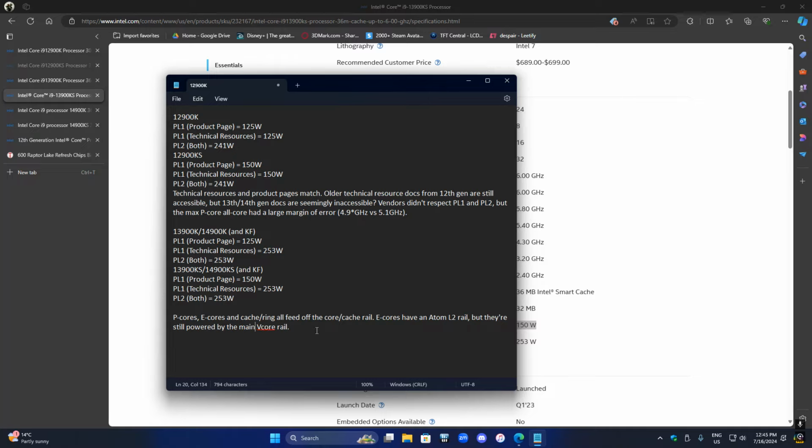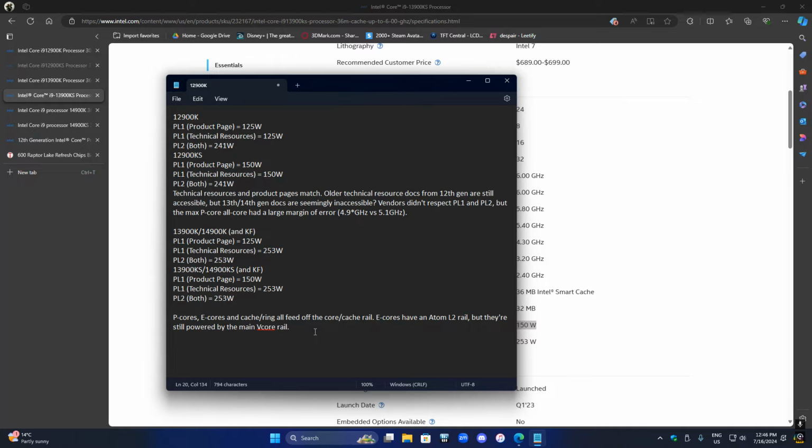So if disabling E cores helps stability, if lowering RAM speed helps stability, does that mean that the ring is degrading? No, because the P cores, E cores, and cache all feed off the same rail. What does that mean? It means that fixing stability could be a matter of any one of those things. It means that putting less strain on the IMC by lowering RAM speed could help the ring have a more stable line of communication with the IMC.